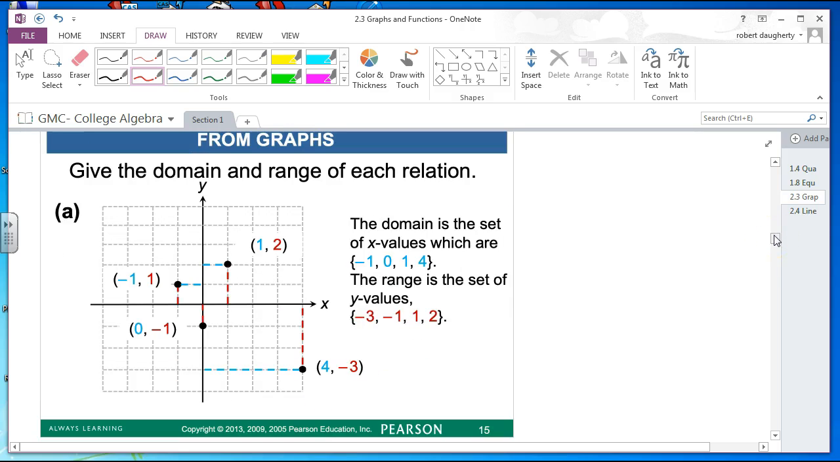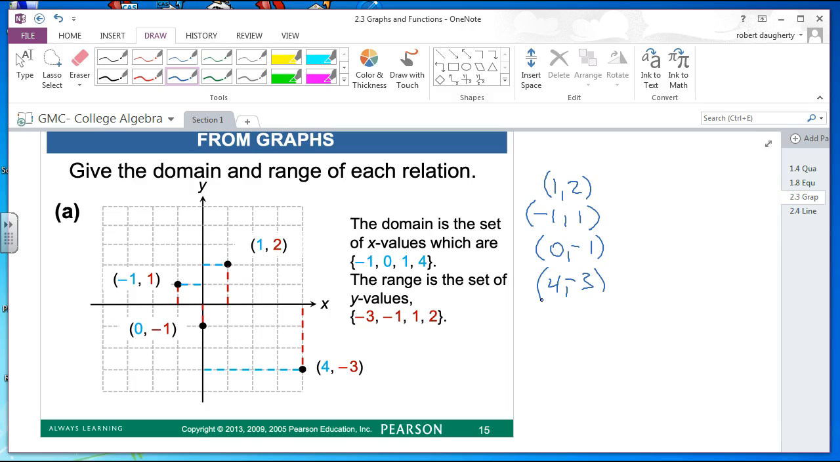Now, how do we find the domain and the range if we're given a graph? So in this case, what we have is a relation that is 4 different points, okay? So what are the points that I have? I have 1, 2, negative 1, 1, 0, negative 1, and 4, negative 3, okay? Are there any repeated x values here? No. So this will be a function.